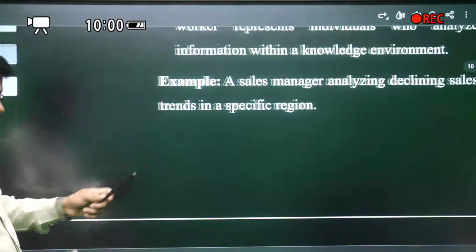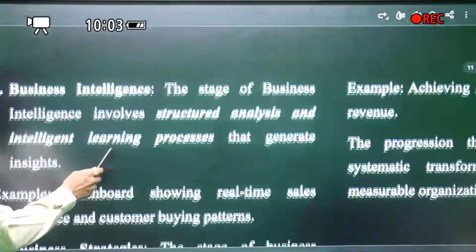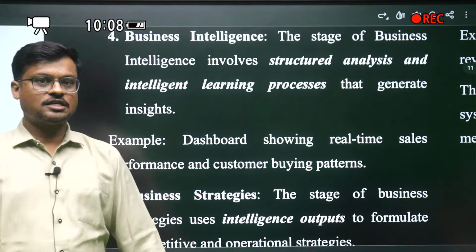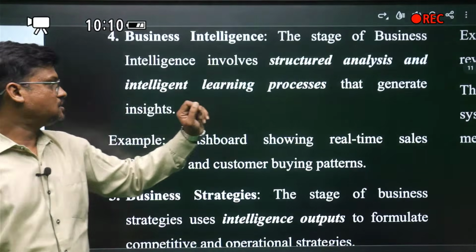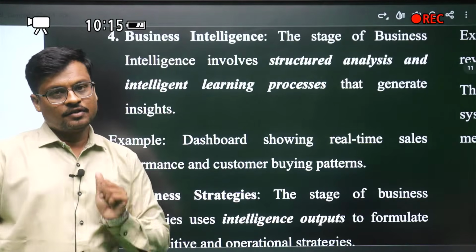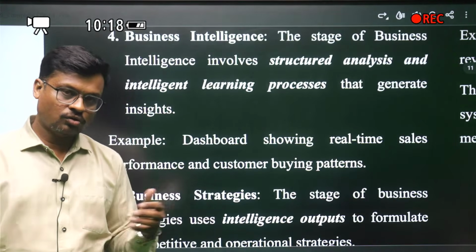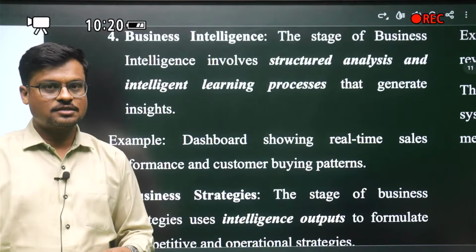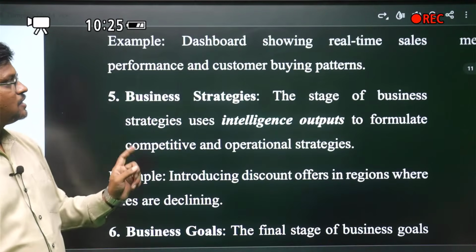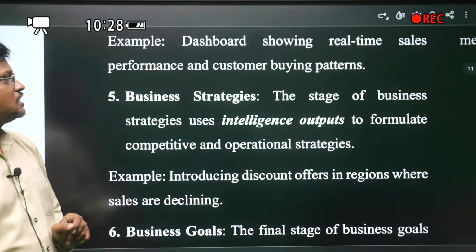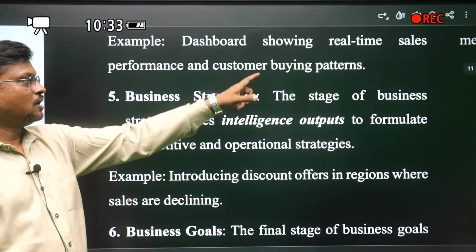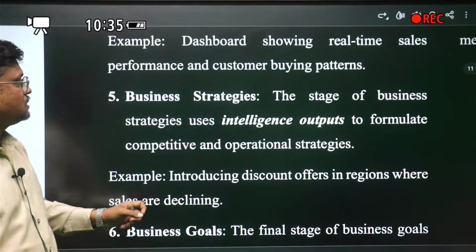Next, the fourth one is business intelligence. In this stage, business intelligence involves structured analysis and an intelligent learning process that generates insights about your data. The things we have not known previously, the trends and behaviors, can be analyzed and generated in this phase. Example: a dashboard showing real-time sales performance and customer buying patterns, things previously not known.